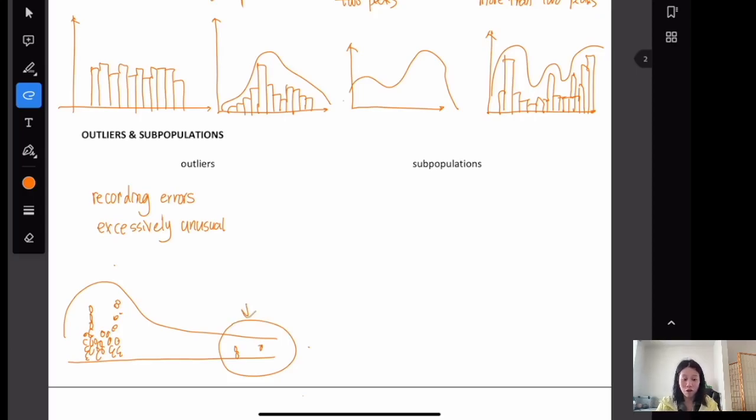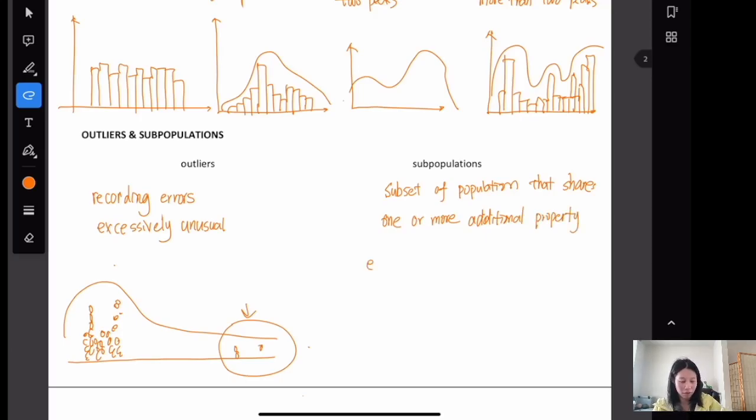A subpopulation is a subset of a population that shows one or more additional properties. So first of all, it is a subset of a population that shares one or more additional properties.